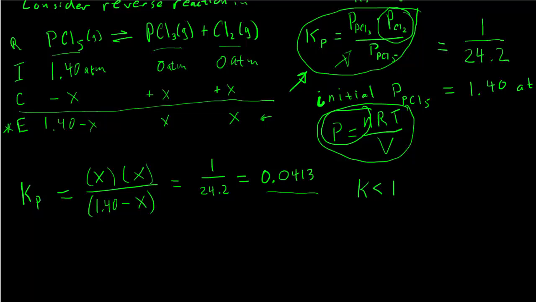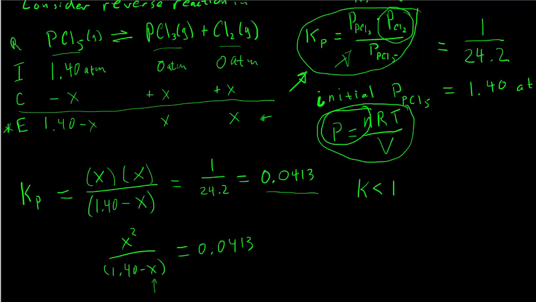Now, you know that we can simplify the math here a little bit. So let's think about what we have going on here. If I multiply x times x, I have x squared divided by 1.40 minus x, and that's supposed to equal 0.0413. So this is one equation in one unknown, x, and I need to solve for x. If x is small, then I can simplify my math a little bit. What do I mean by small? Small is always relative to something, right? Smaller than this, smaller than that. In this case, x needs to be smaller than 1.40.